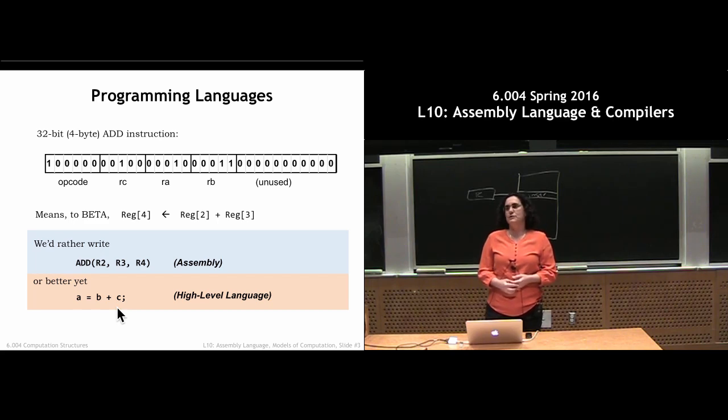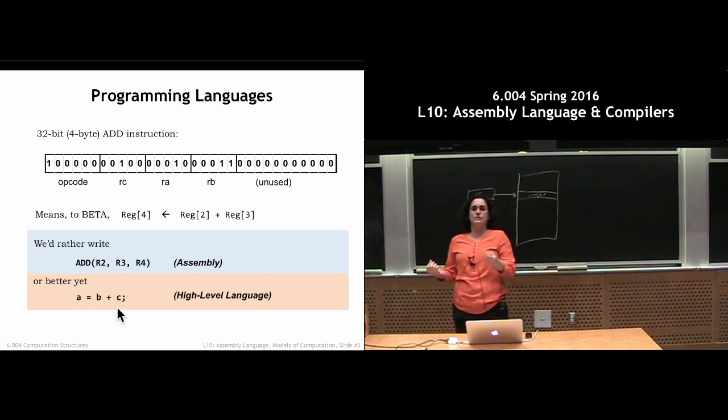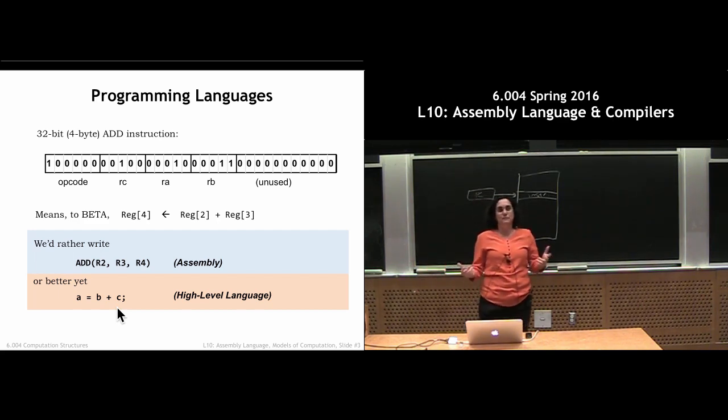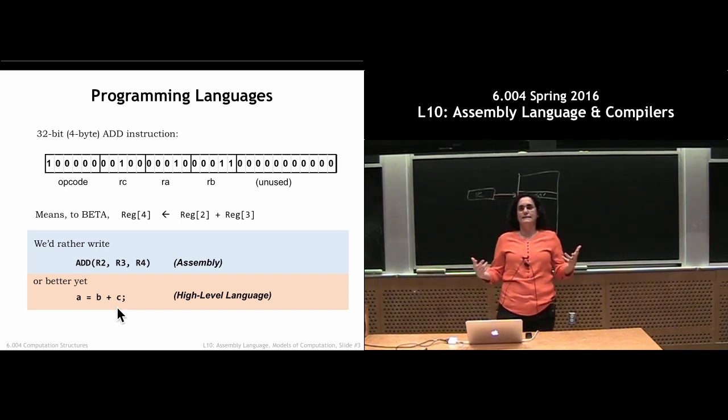I don't have to give you any information about the actual underlying assembly instructions that the beta, or whichever architecture I happen to have, supports. Instead, all I'm saying is, here's a mathematical expression, I want to perform an add, and this allows me to write more concise and easier to understand programs.